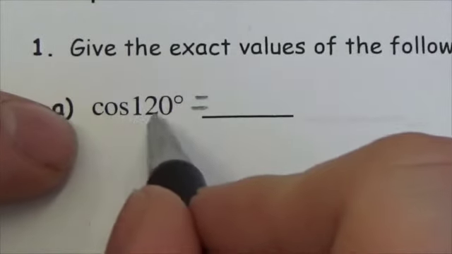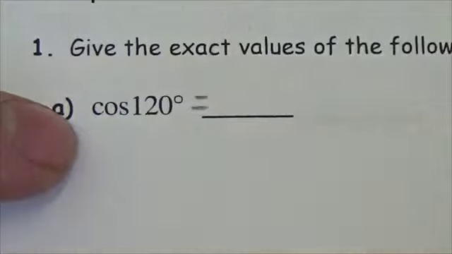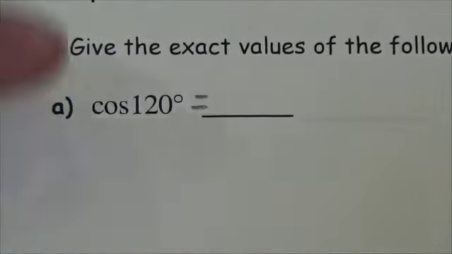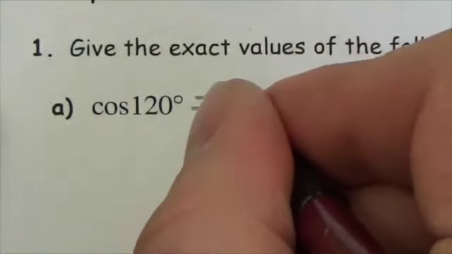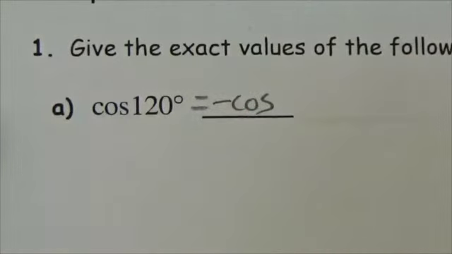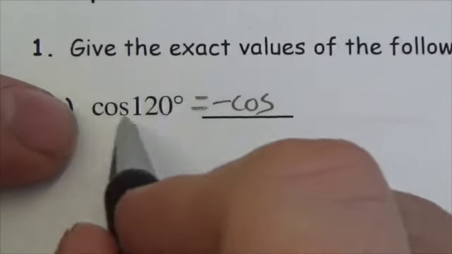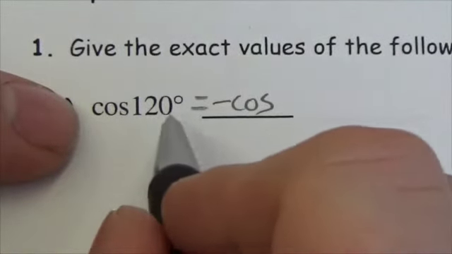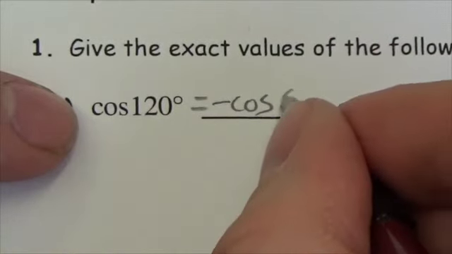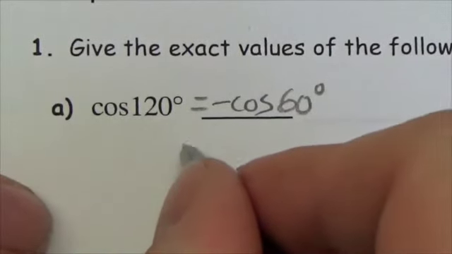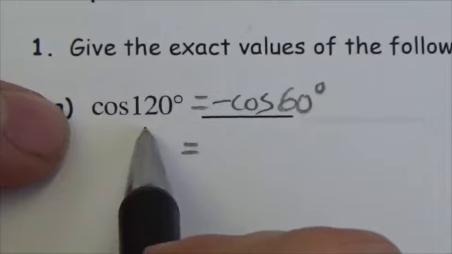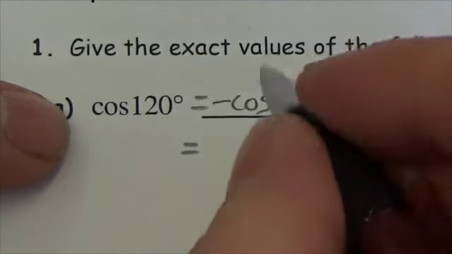So cosine of 120. 120 is in what quadrant? 120 is in quadrant 2. So I know that cosine is going to be negative in quadrant 2. I know that in quadrant 2, I would subtract 120 from 180 to get the reference angle of 60 degrees. So the cosine of 120 is going to equal the negative cosine of 60.